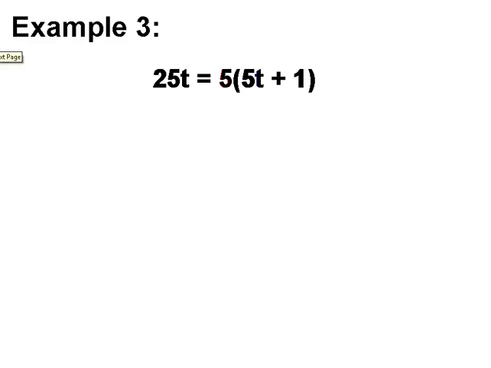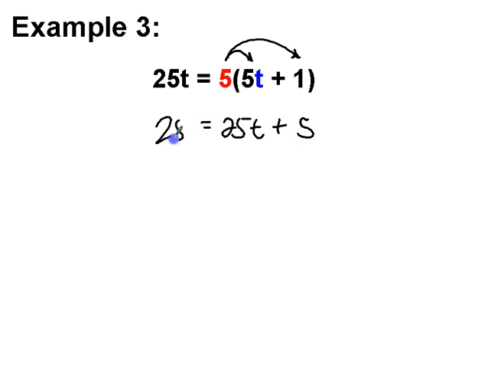So we start out this first one. I have 25t is equal to 5 times the quantity 5t minus 1. And remember, we're really focusing on getting those t's together. I highlighted that 5 and the t because they are going to play a special part in this story. So I start here and distribute the 5, and I get 25t plus, and 5 times 1 is 5. It's equal to 25t.